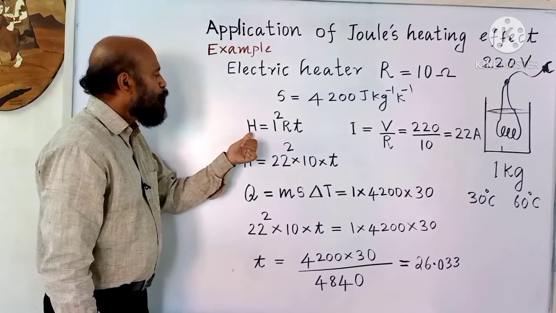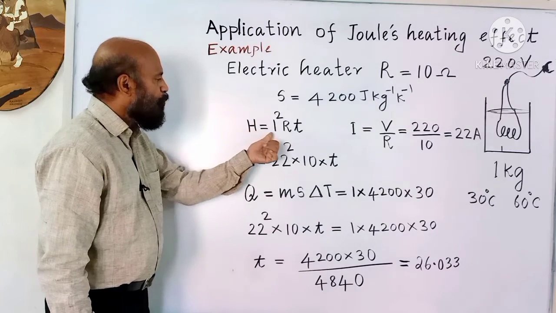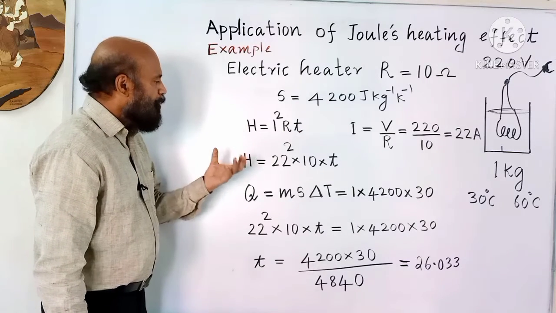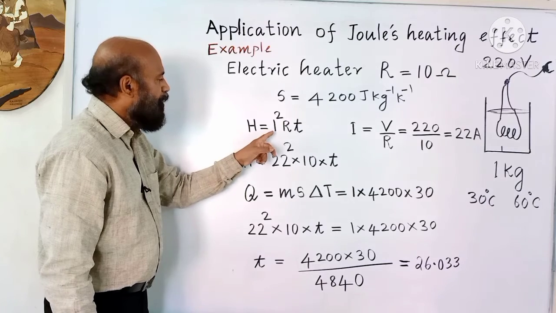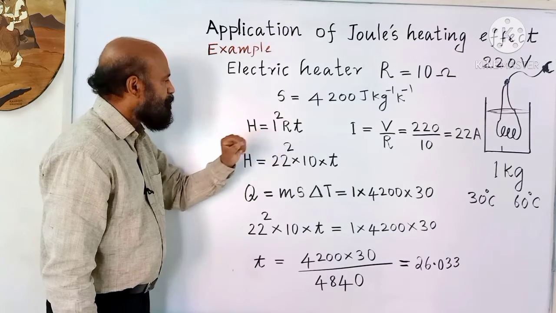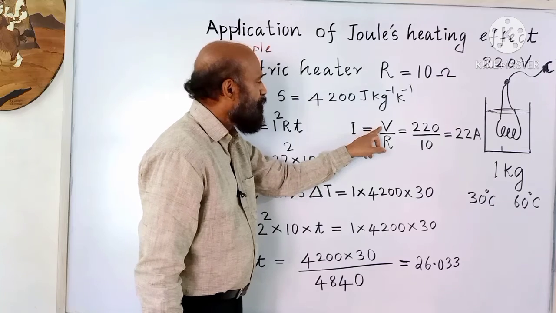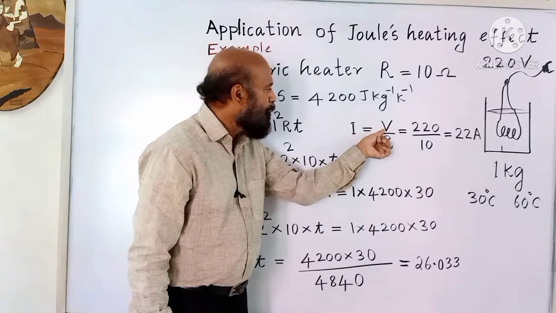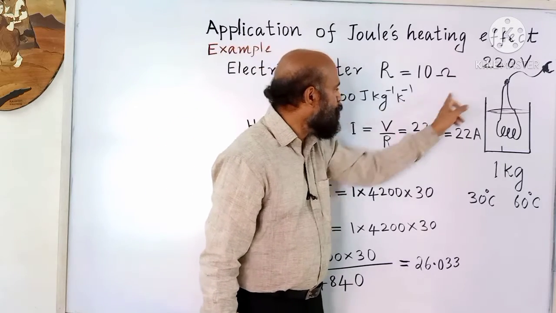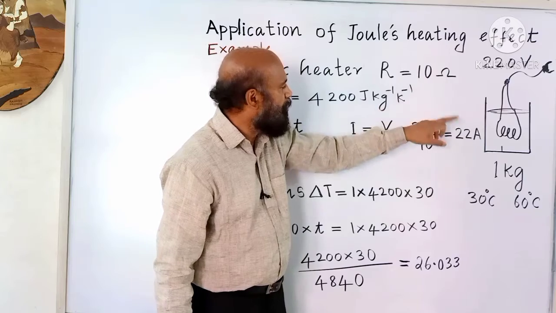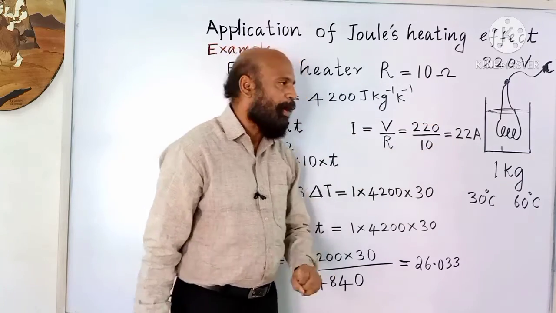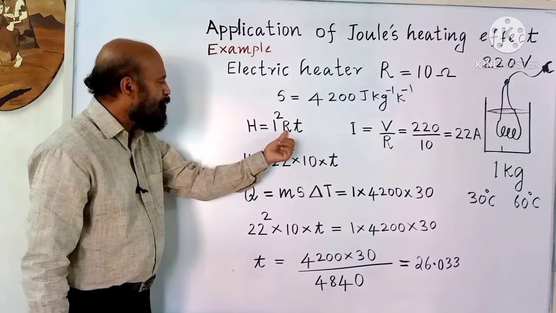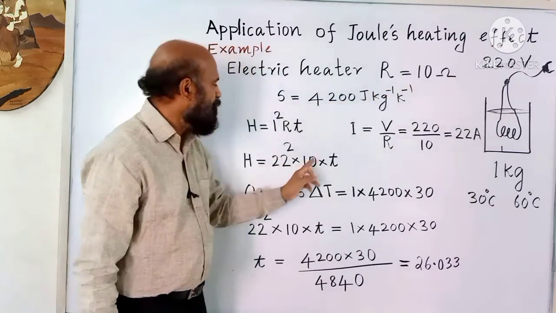According to Joule's law of heating, H is equal to I squared R t. Heat produced can be calculated if you know the current. Current is potential difference divided by resistance as per Ohm's law. Potential difference is 220 volt, resistance of the heater is 10 ohm, so 22 ampere current is passing. So I squared is 22 squared, and resistance of the heater is 10 ohm.